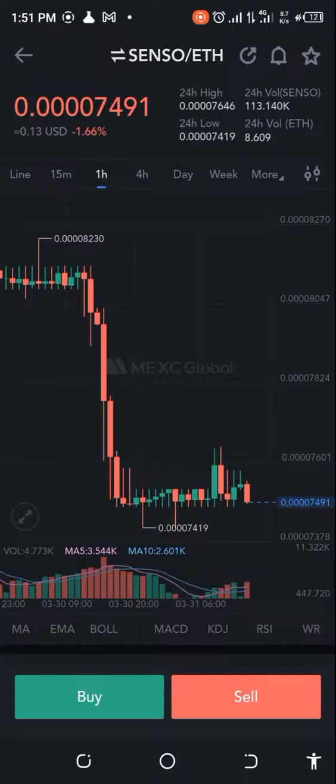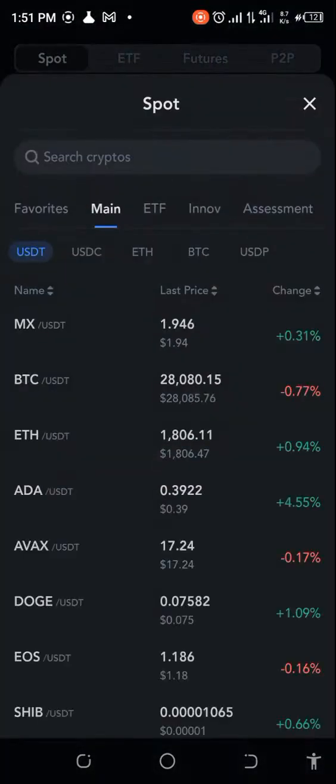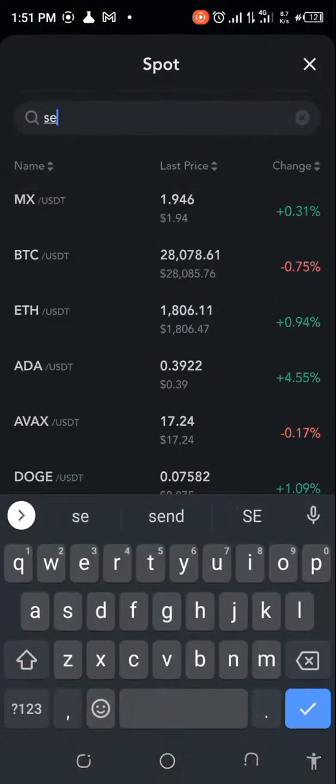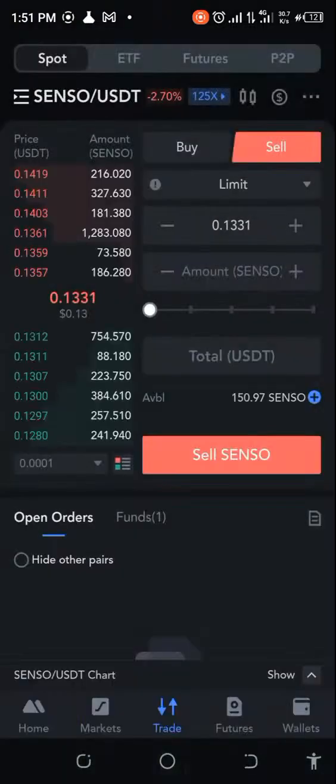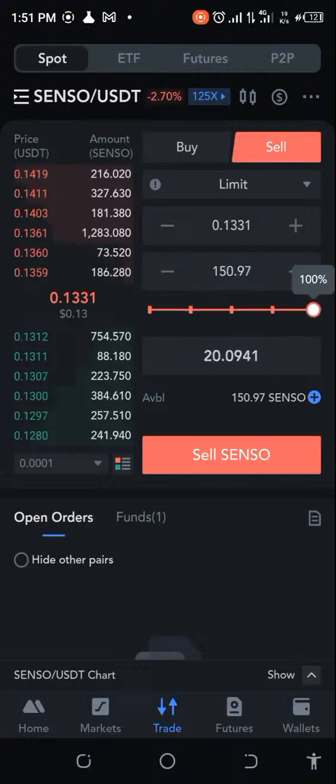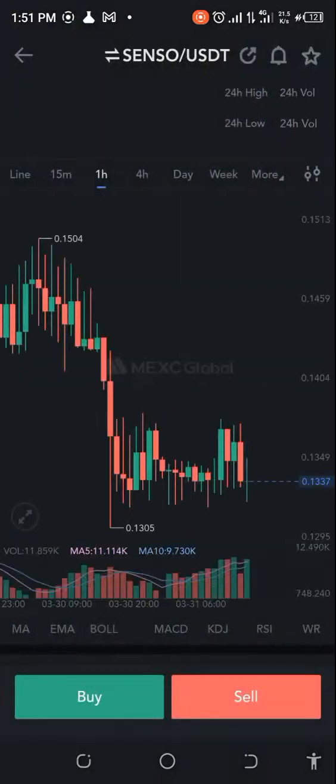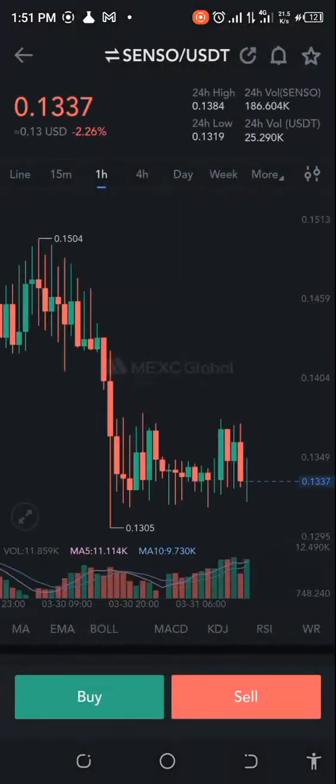No. So if I go back to my Senso USDT, okay, so one or two things could happen. If I try to sell back to USDT, let's see. It's really gone low. It has really gone low. What's going on here? Okay, it's really, really low.